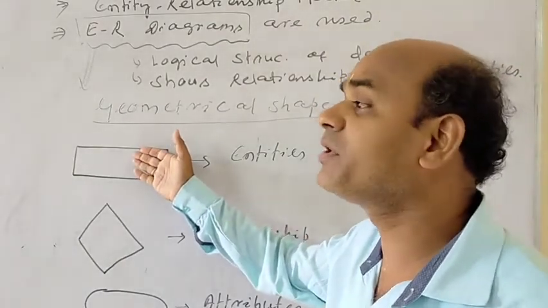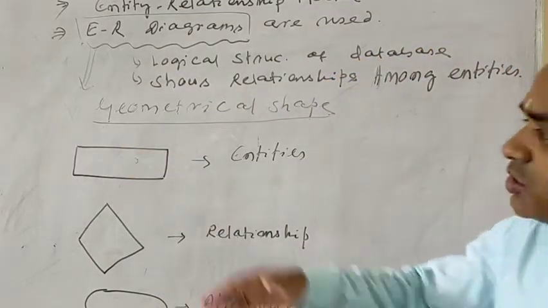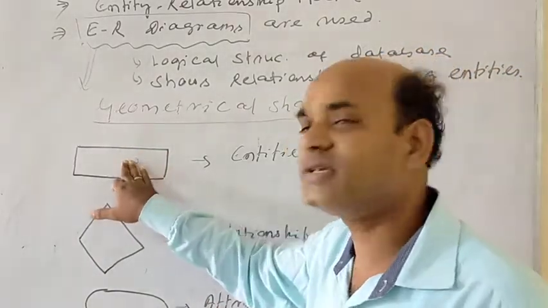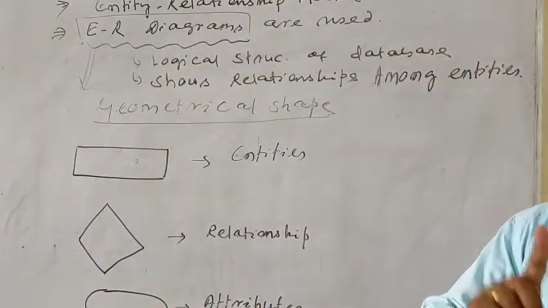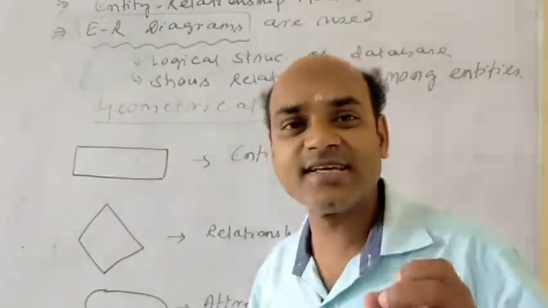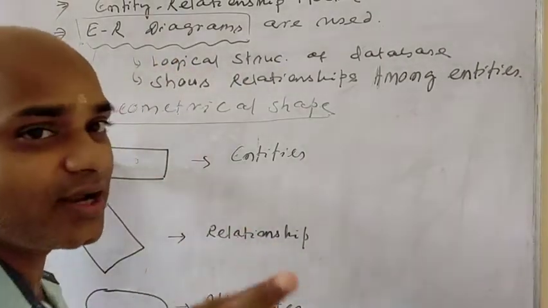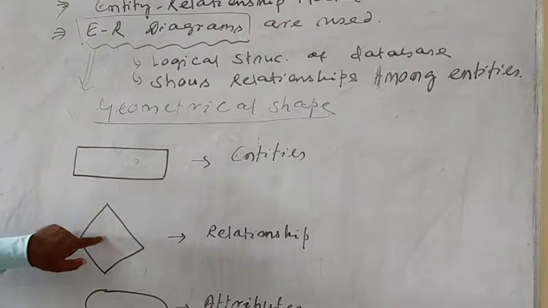Another entity may be a teacher. Teacher may be another entity, so teacher will be written in this cell. So between student and teacher, there is a relationship. Suppose a teacher teaches students. So teaching, or teaches, is a relation between two entities, student and teacher, and it will be written in this cell.